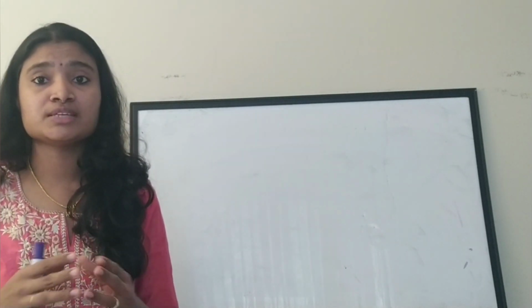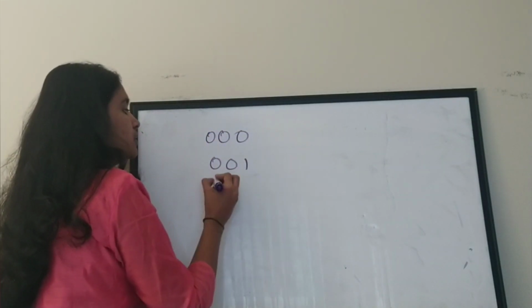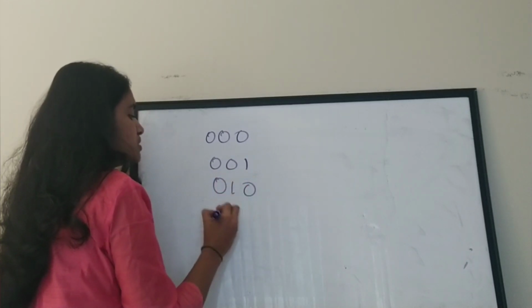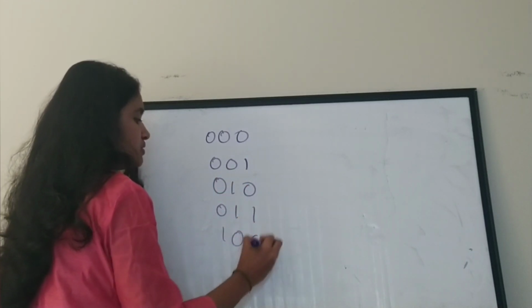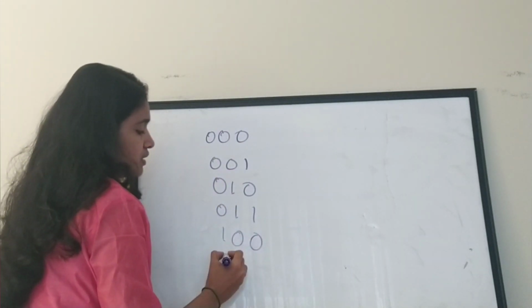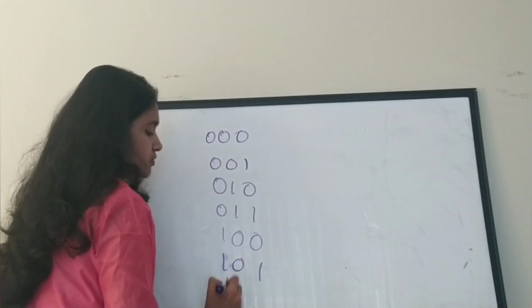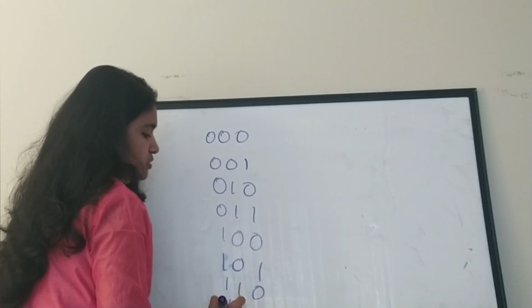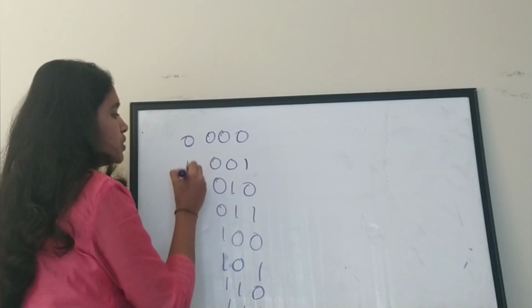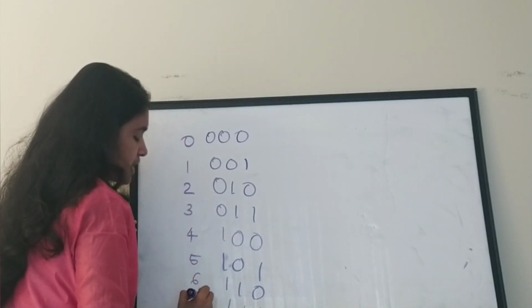I am going to perform bit reversal of sequences or inputs with the length of bits equal to 3. That is 0 0 0, 0 0 1, 0 1 0, 0 1 1, 1 0 0, 1 0 1, 1 1 0 and 1 1 1. This is the binary representation of numbers from 0, 1, 2, 3, etc. up to 7. That is 0, 1, 2, 3, 4, 5, 6 and 7.